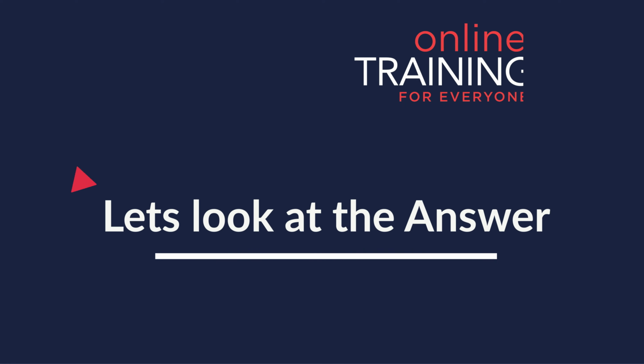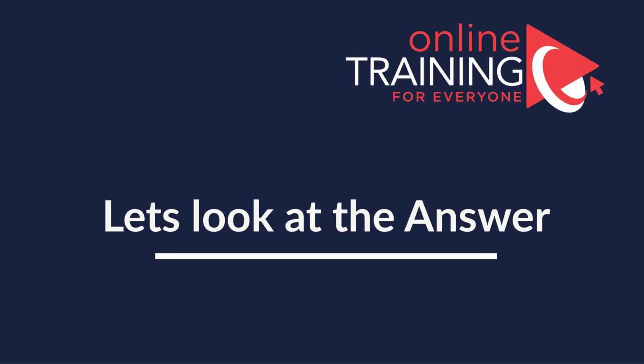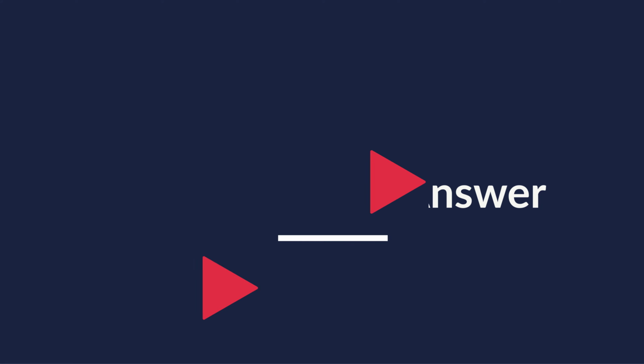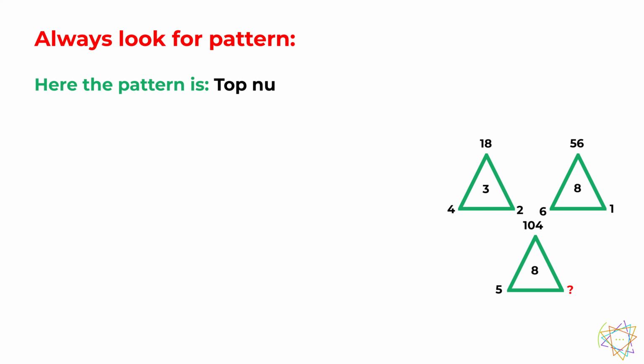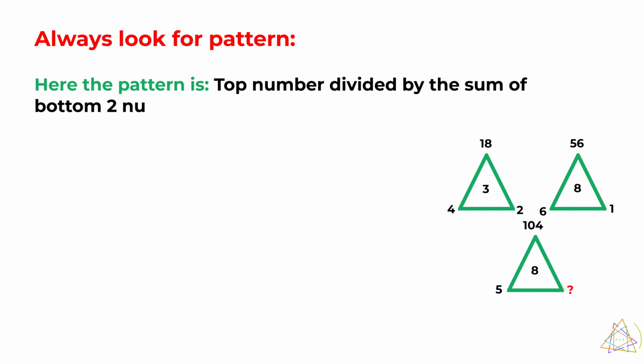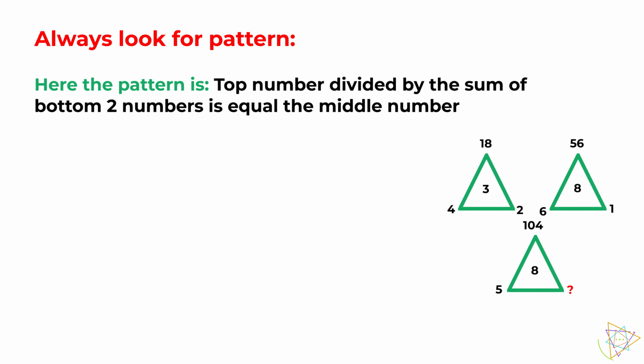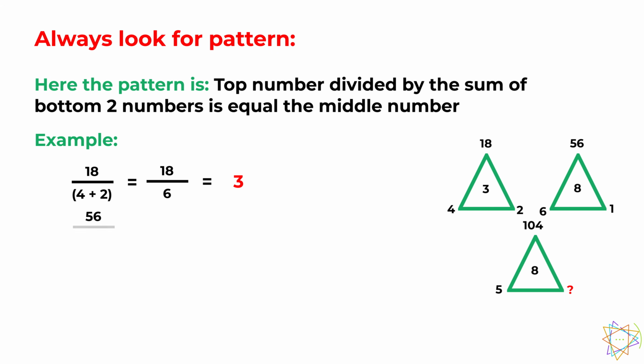As usual, my advice to you, always look for patterns. And in this particular problem, the pattern is that the top number divided by the sum of the bottom 2 numbers is equal the middle number. Let's look at the example. For example, 18 divided by (4 plus 2) would be an equivalent of 18 divided by 6 and would result in 3. 56 divided by the sum of 6 and 1 would be an equivalent of 56 divided by 7 and would equal 8.